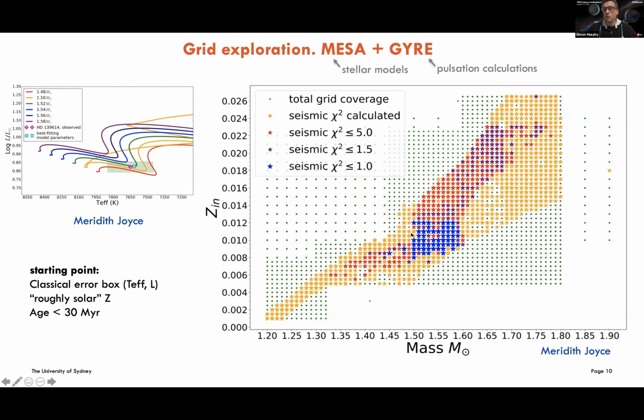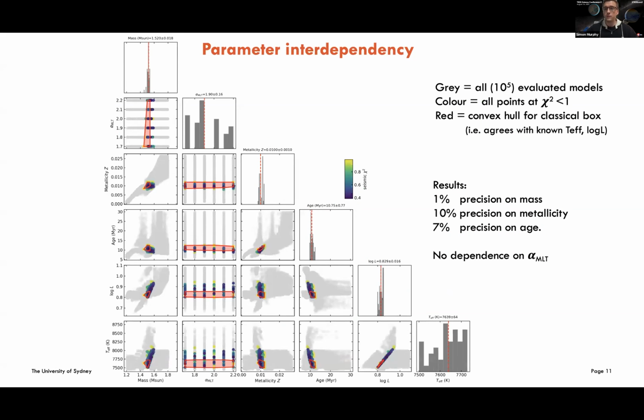And you see that there's a global chi-squared minimum reached here, and we've sampled a wide parameter space surrounding it to make sure that we have found the global minimum and not just a local minimum. So what you can do is make a corner plot out of all of these models.